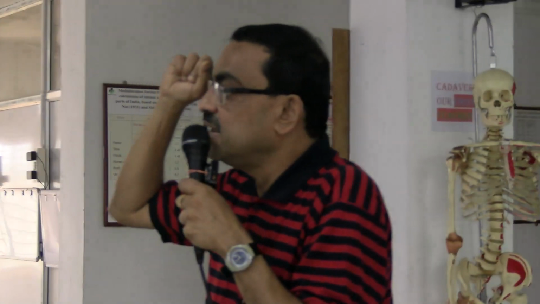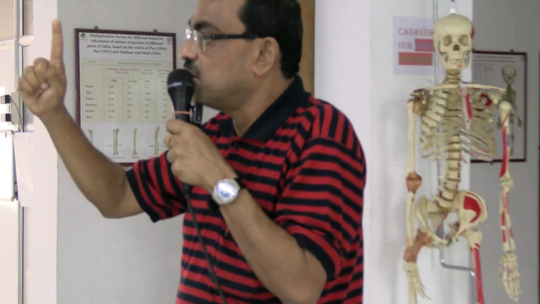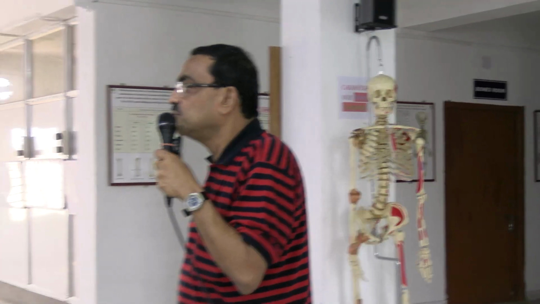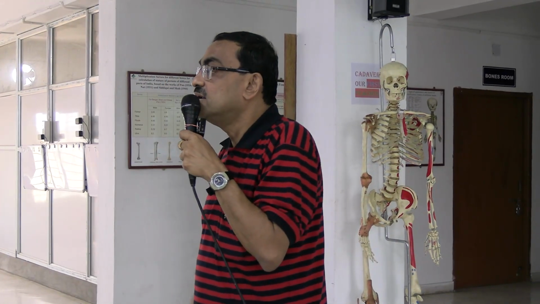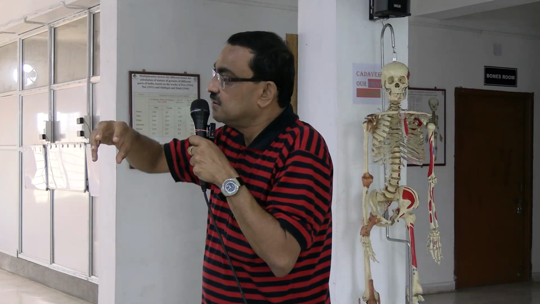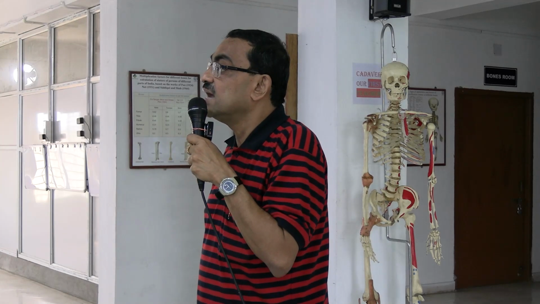So there are two types of nephrons. One is cortical nephron and another group of nephrons which are located near the base of the pyramid, but they are definitely in the cortex. They are called juxtamedullary nephrons.